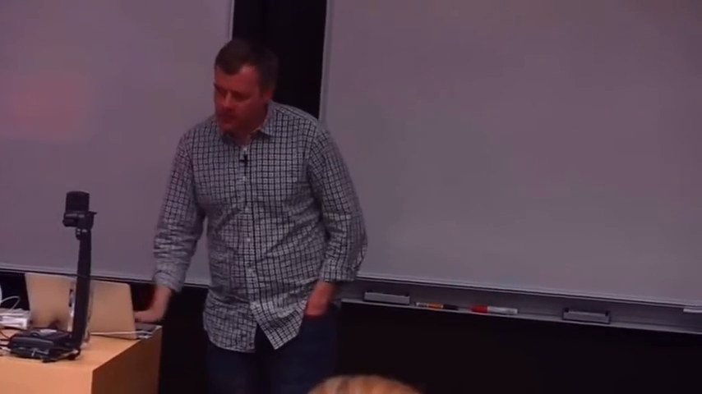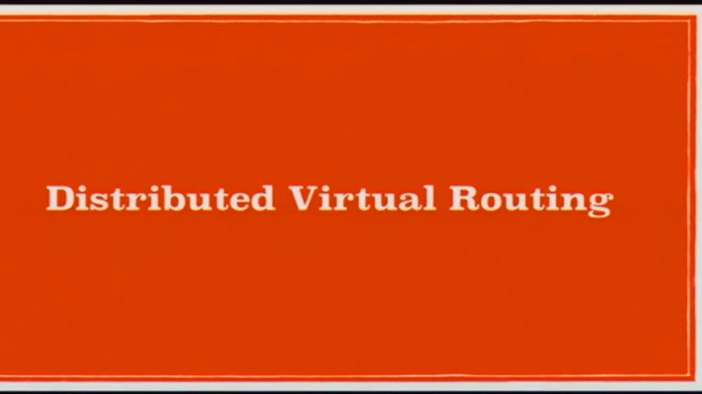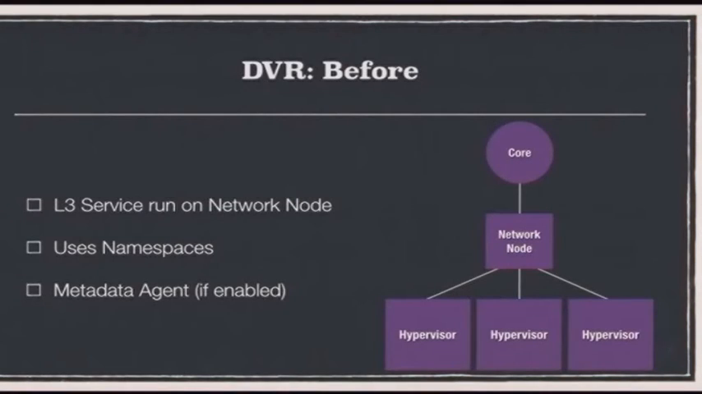Another really big feature was distributed virtual routing. So if you remember, before, I talked about where you had the core, you had the network node, the L3 service runs on the node, it uses namespaces, everything we've seen before. But let's say we spin up a hypervisor, and this hypervisor is exceptionally noisy. Maybe it's DDoSing somebody, or maybe it's answering lots of traffic, but over time it's going to saturate the link, it's going to build up, and it's going to saturate the entire core. If you have multiple network nodes, what you end up doing is having several choke points within your network.